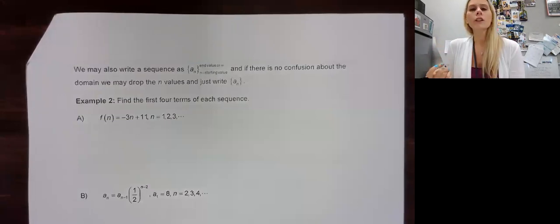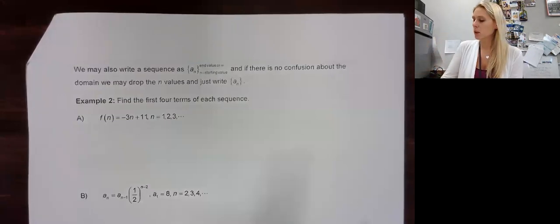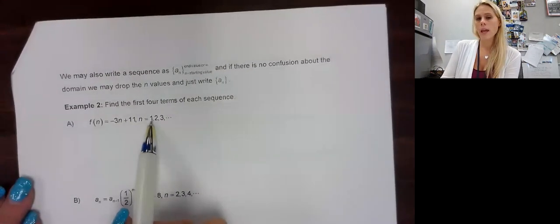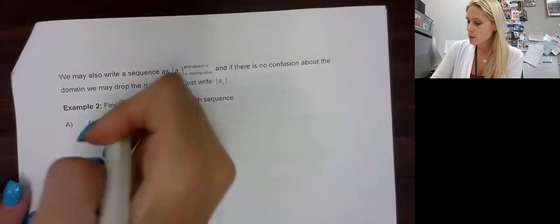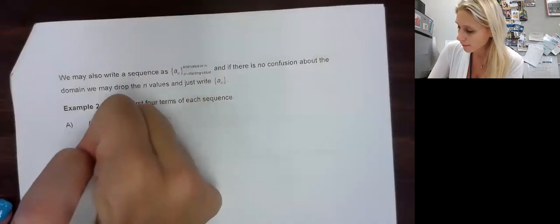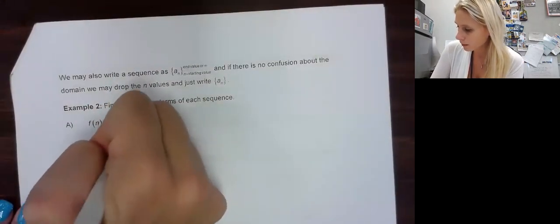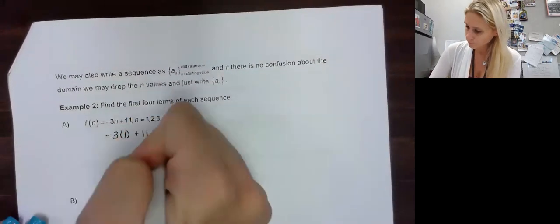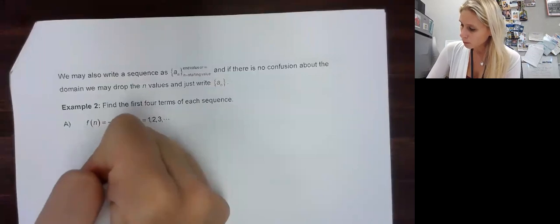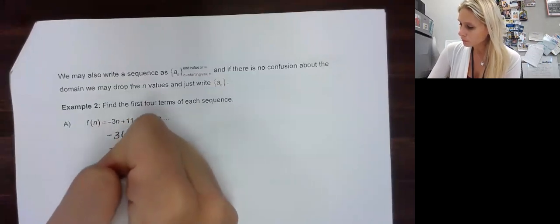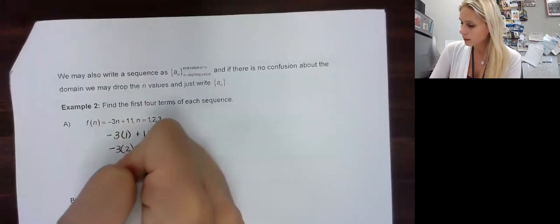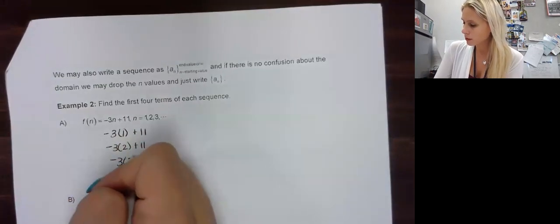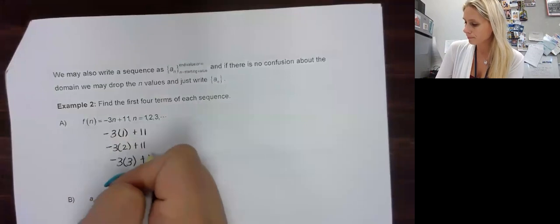So find the first 4 terms of each sequence. In this case, we have our function. We're going to start with n equals 1. So what we do is we plug in that value of 1 into our equation. The next one, we would plug in 2 into the equation. Then 3. See, it wants us to do the 4th term, right?